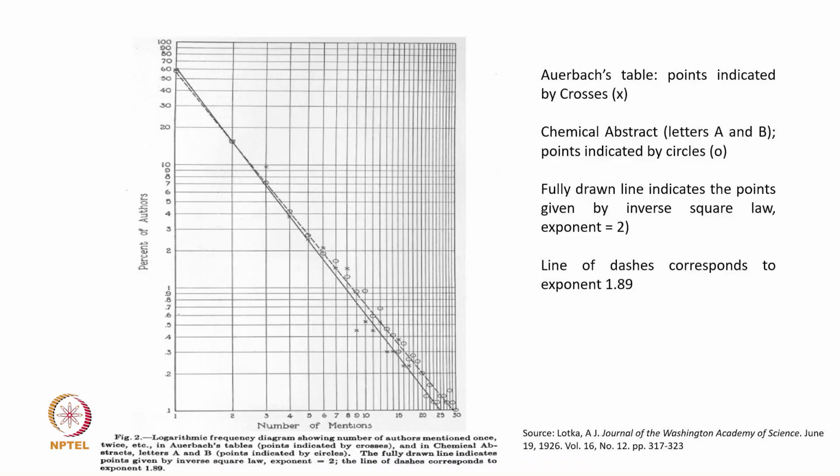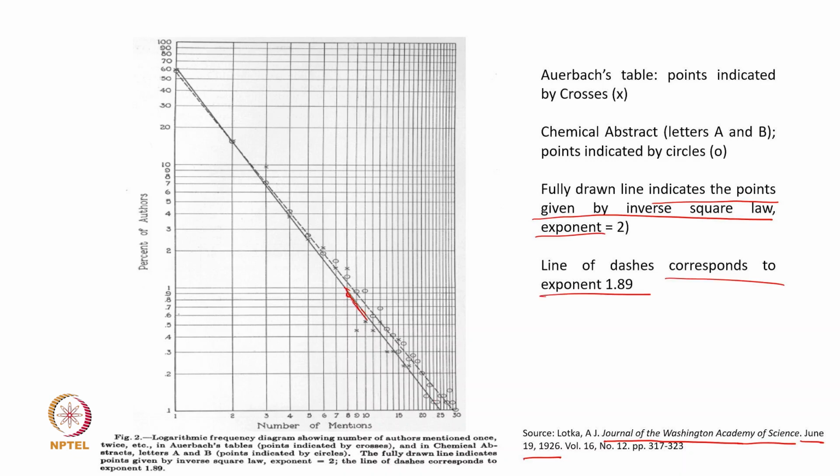This is the graph which Lotka originally published when he published his article in the Journal of the Washington Academy of Sciences in June 1926. You see here, this is the fully drawn line and this is the dashed line. The fully drawn line basically indicates the points given by the inverse square law.